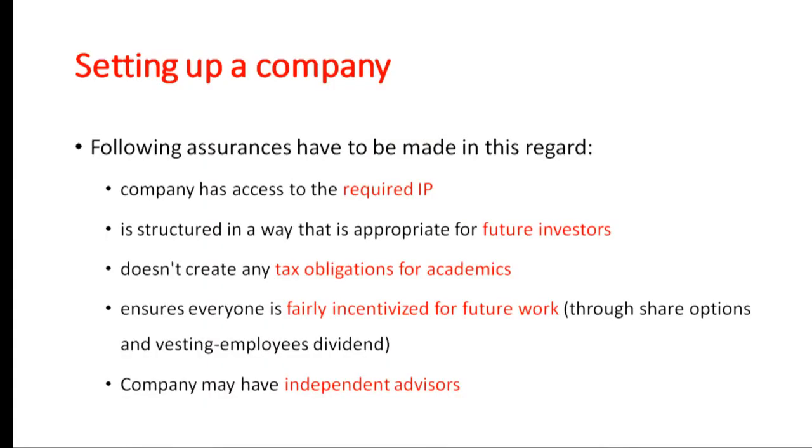Setting up a company requires the following assurances to be made before you plan it. What you need is that the company has access to the required IP, and is structured in a way that is appropriate for future investors. It should not create any tax obligations for academics, because if the IP belongs to the academic and is licensed to the company, you don't want to put tax pressure back on the academics who invented this technology. That sort of thing. Ensure everyone fairly gets an incentive for the work they are involved in.